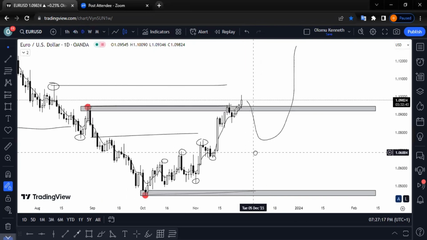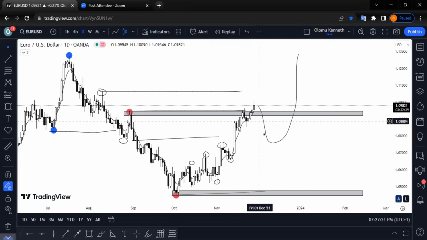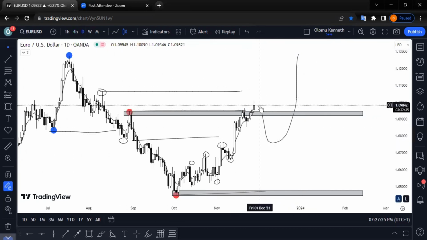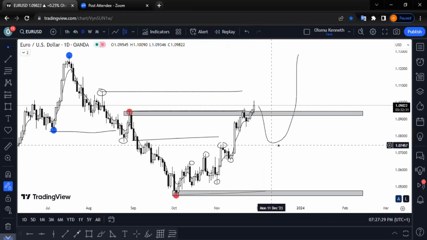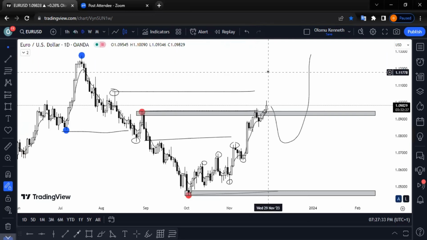Okay, so we are expecting that price is going to do what? Come to the downside, then push back to the upside. So all of this is going to take us some few weeks before we get to this level, before we start going back to the upside. So we have a whole lot.